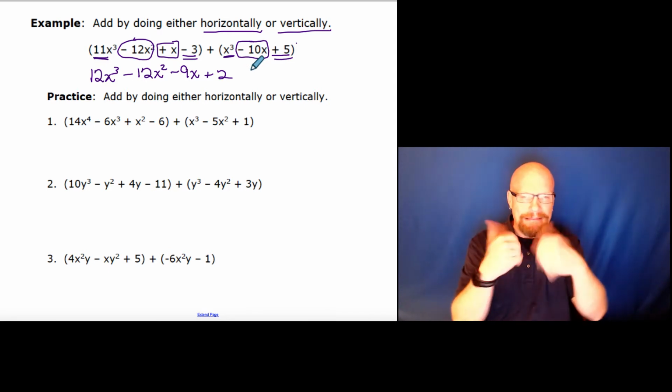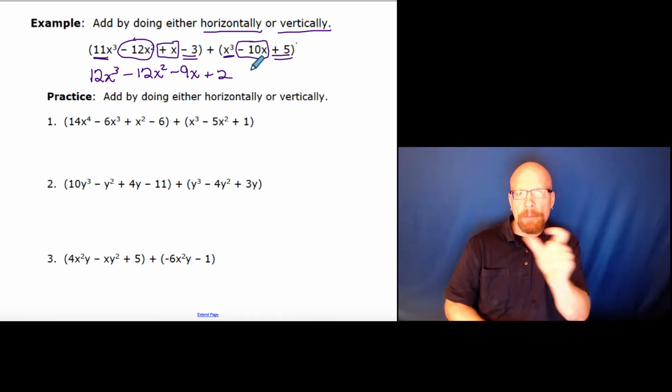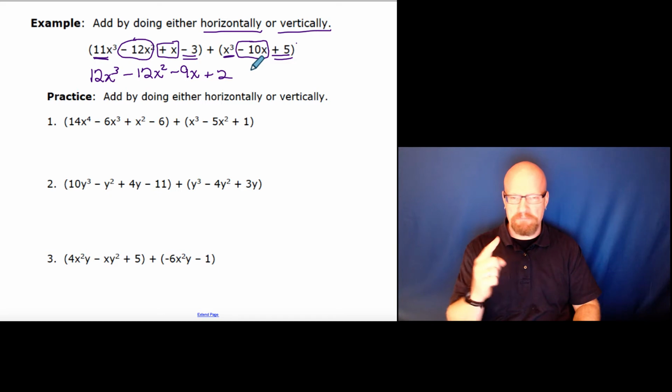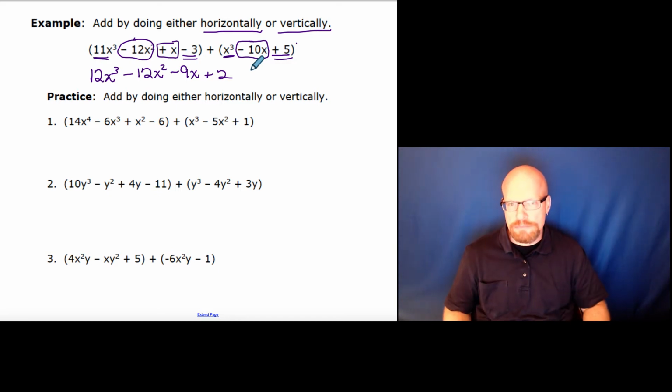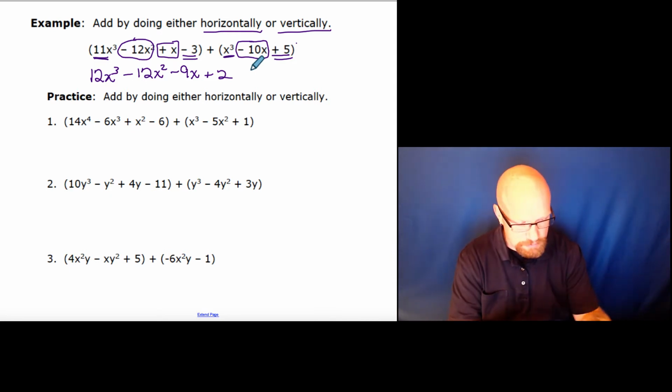Now, I want to make sure there are no more like terms, and I don't see any. It's fully simplified. We can't do any more. That's the answer.